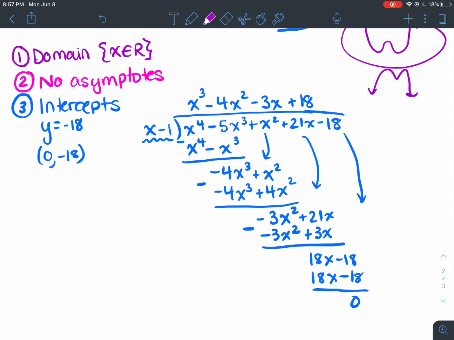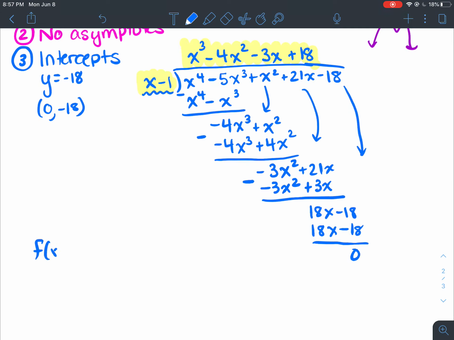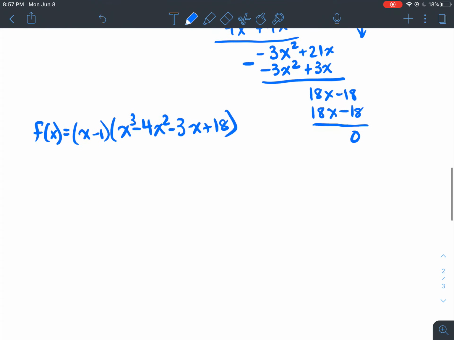Perfect. So now we take this and this, and we've got it partially factored. So I'm just going to rewrite that. So now we've got f of x is equal to (x minus 1)(x cubed minus 4x squared minus 3x plus 18). Okay, cool. So we're partway done. We factored out an x minus 1, but we still need to factor the x cubed expression. So let's try synthetic.